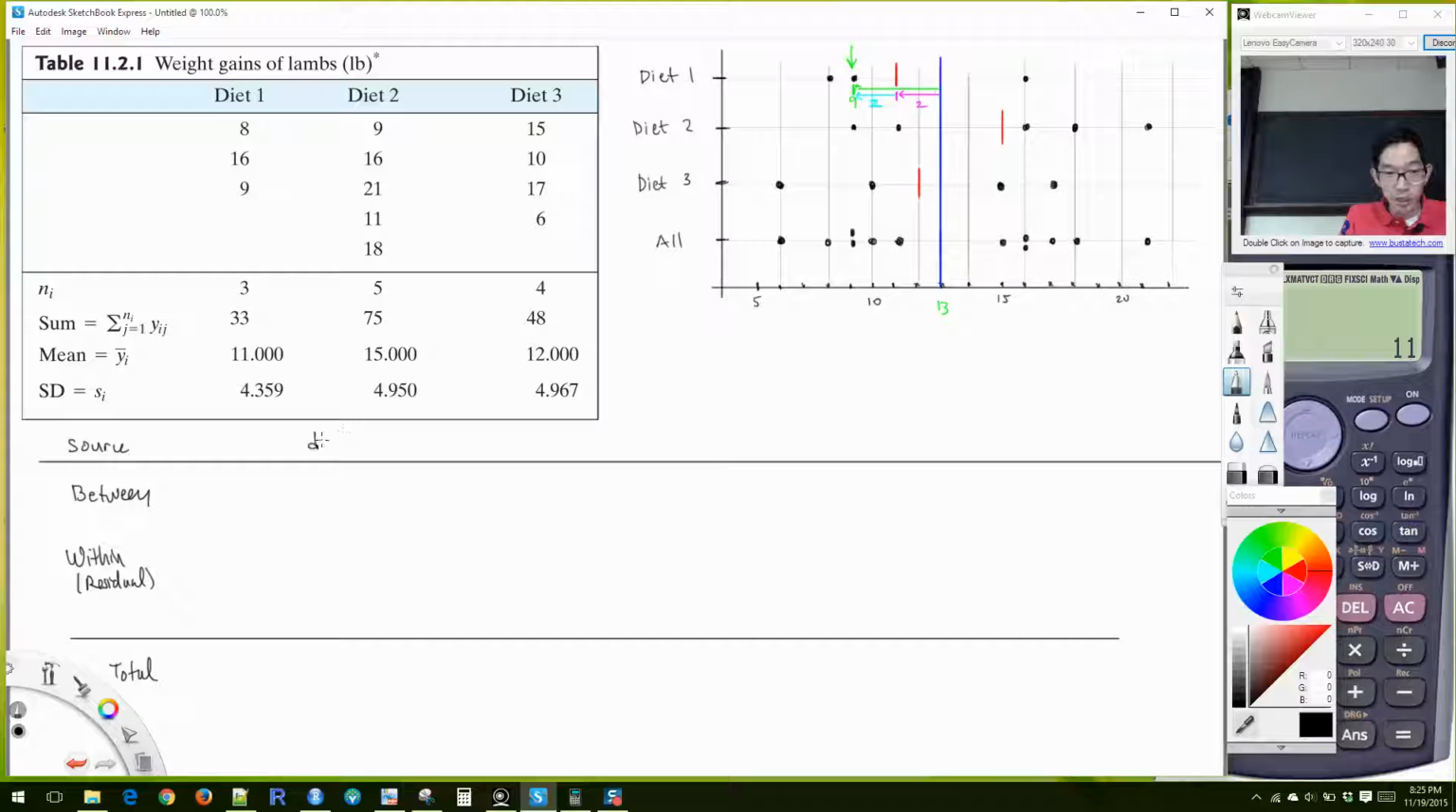I'm going to add a column here called degrees of freedom. Degrees of freedom for the total is total number of points minus 1. To indicate the total number of points, we write n dot. So in our case, what would our degrees of freedom be? We have a total of 12 data points, so we would have 11 degrees of freedom total.